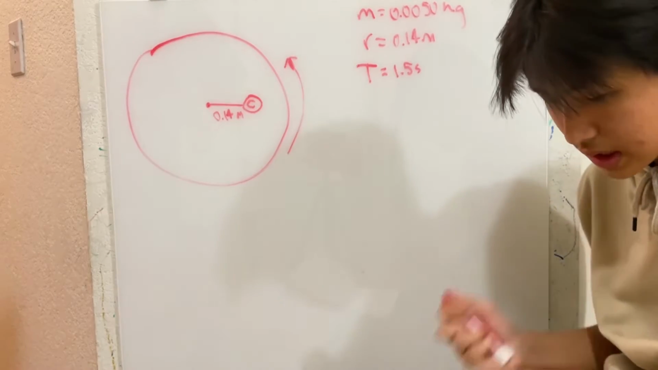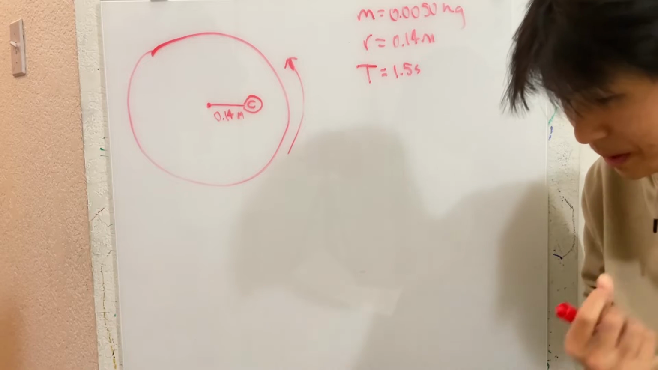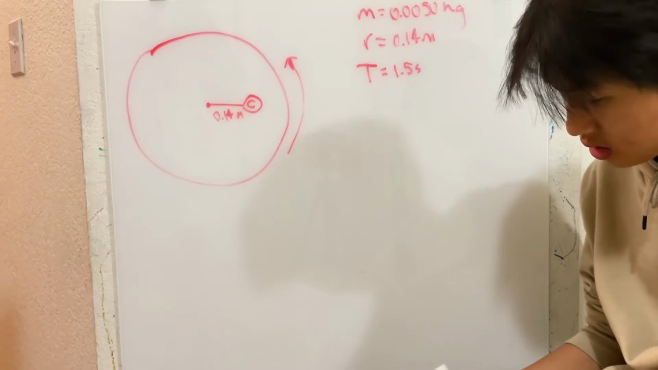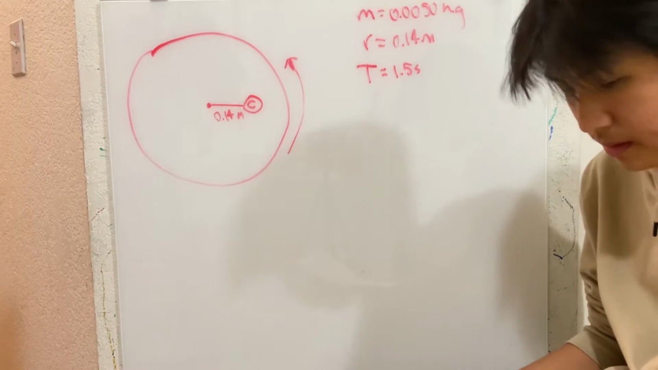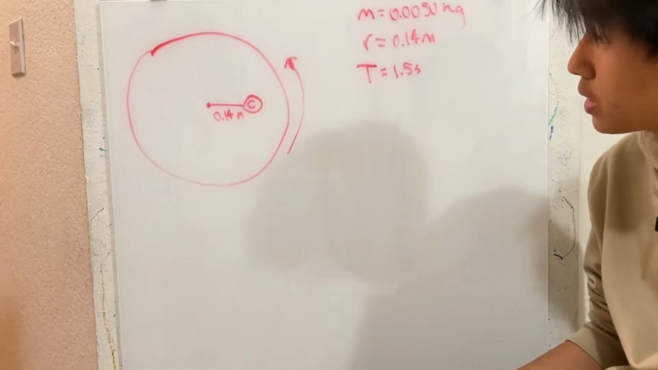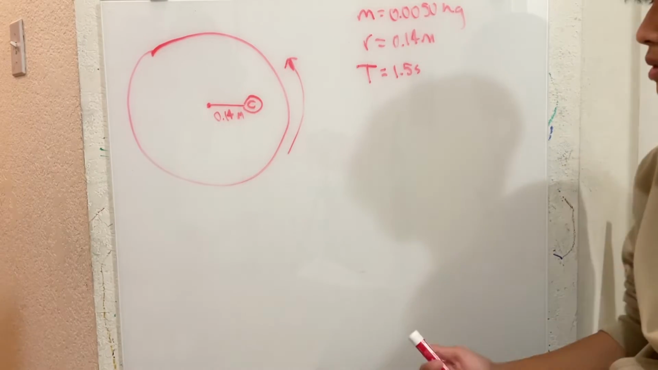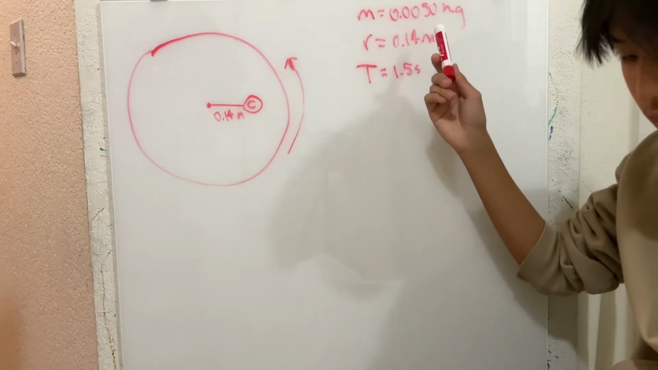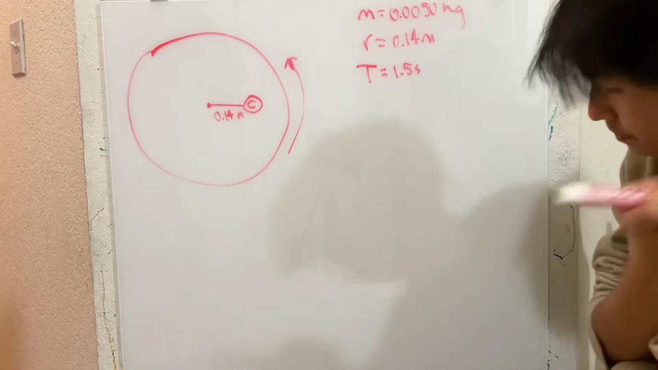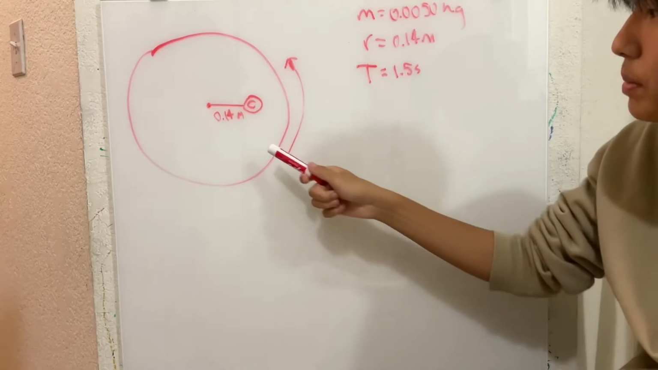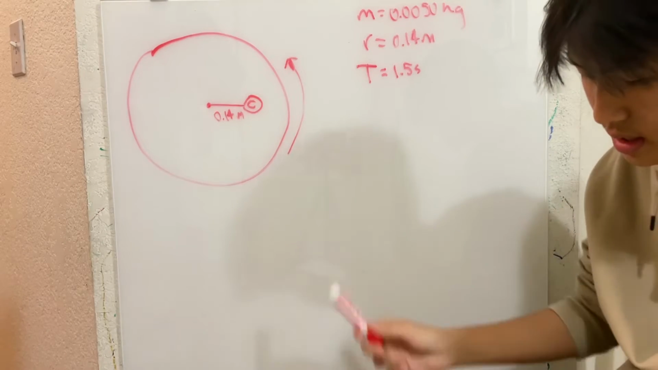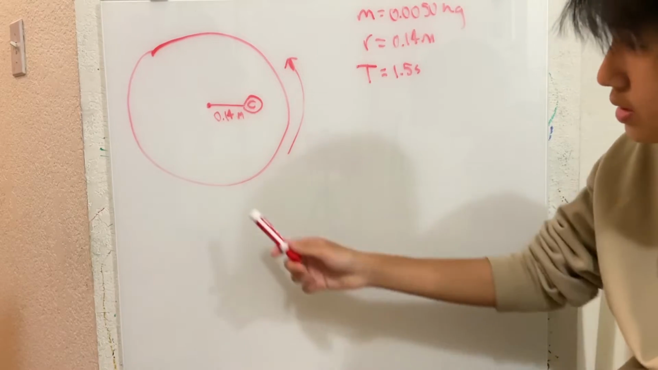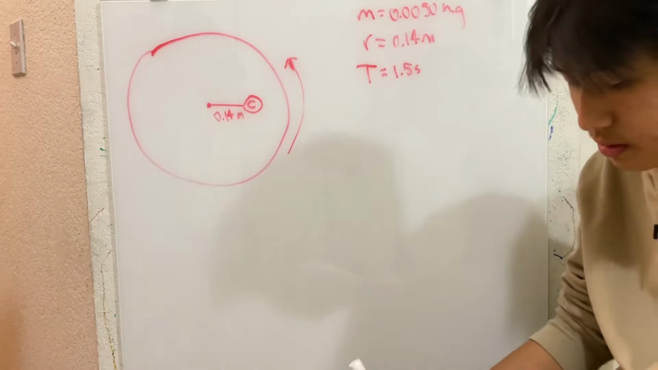So this is the video for FIQ2. The situation here is we have a coin that weighs 0.005 kilograms, and it's placed on this rotating disc, and it's placed 0.14 meters from the center.